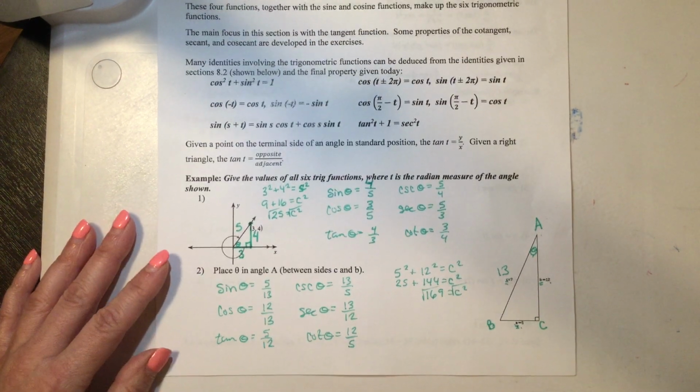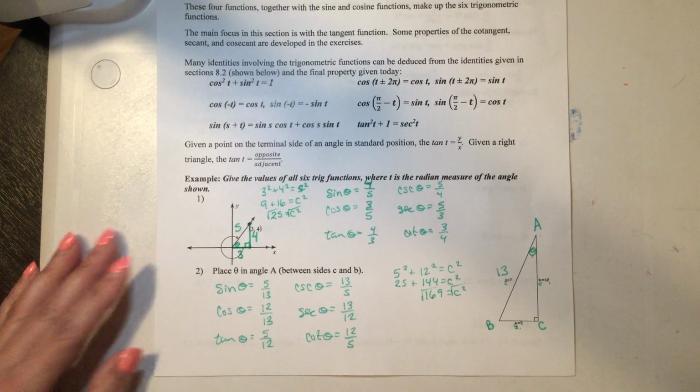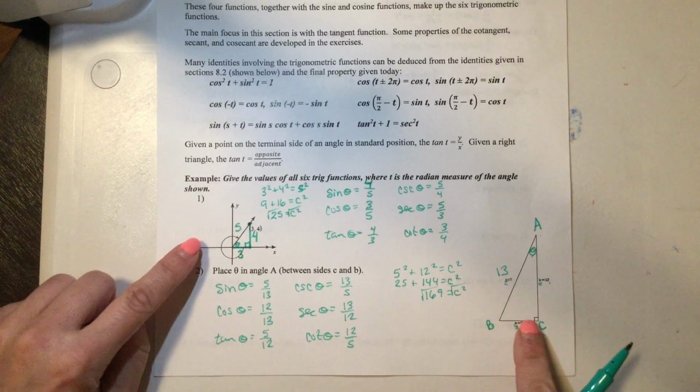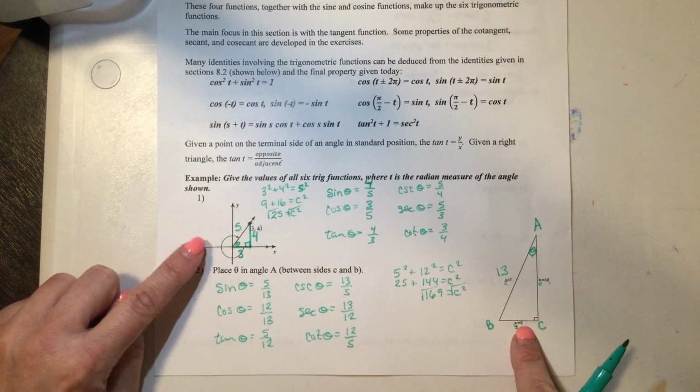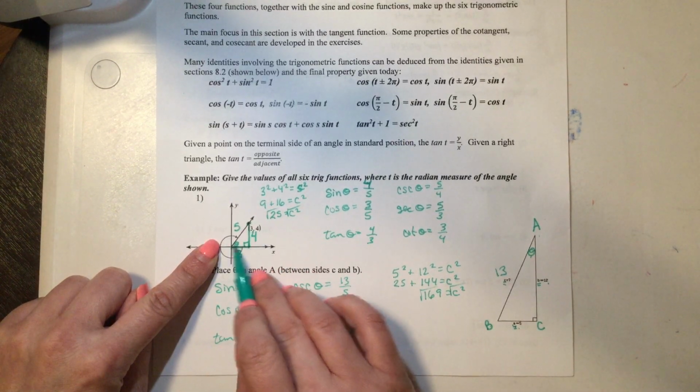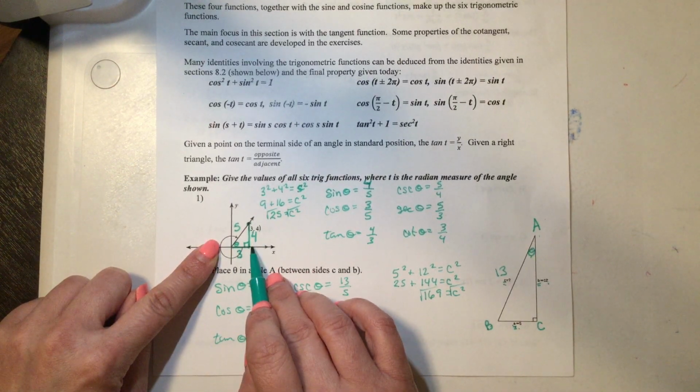So that is the intro to 8.4. They went ahead and just reviewed that there's actually 6 different trig ratios. We looked at 2 different ways you could have right triangles. One is within the coordinate plane. Again, when it's in the coordinate plane, one side of the triangle must be the x-axis.